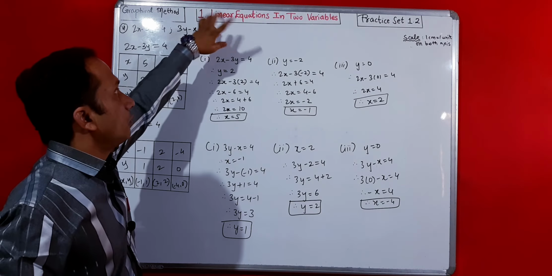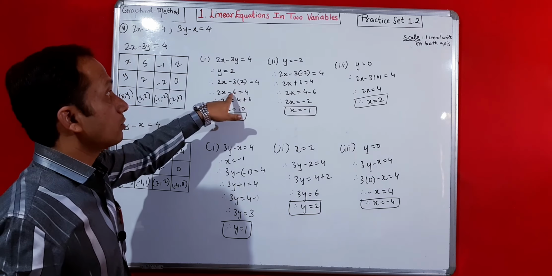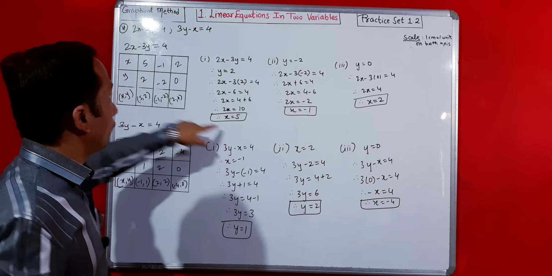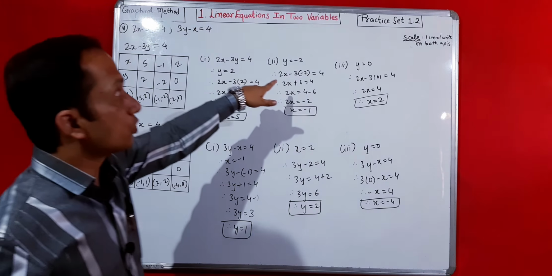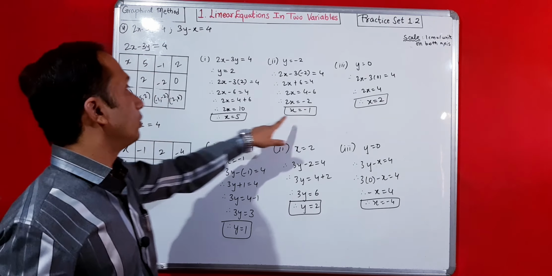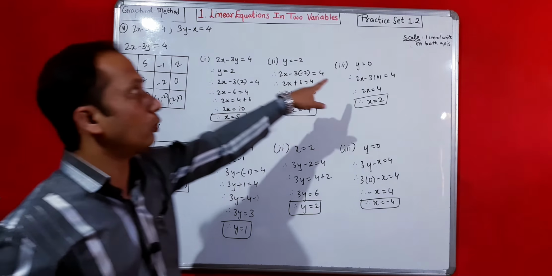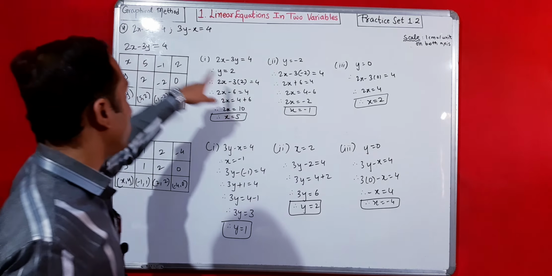2x minus 3y is equal to 4, y is equal to 2. First I have taken 2x minus 3 into 2, that is 6, minus 6 will be plus, x is equal to 5, so 5, 2. Then minus 2 I have taken, this minus plus will be minus, so 2x is equal to minus 2, x is equal to minus 1. So minus 1, and for y is equal to 0, x is equal to 2.